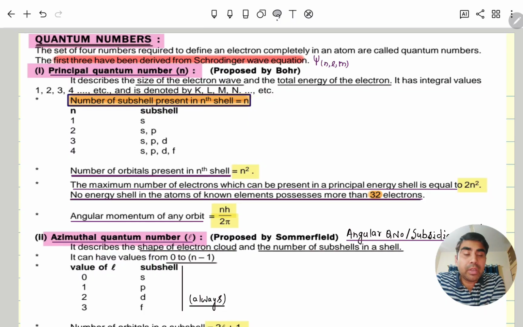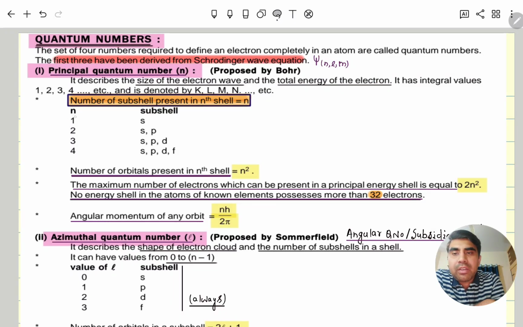So n appears in the quantization of angular momentum, mvr is equal to nh by 2 pi. Wherever n is coming, it means the principal quantum number's importance is there. Correct? So it describes the size of the electron wave and the total energy of the electron.